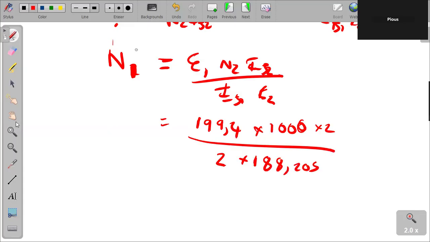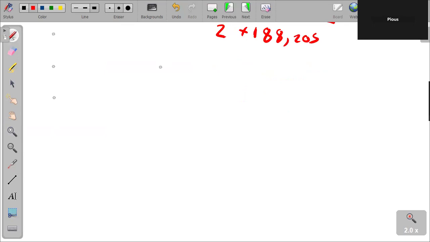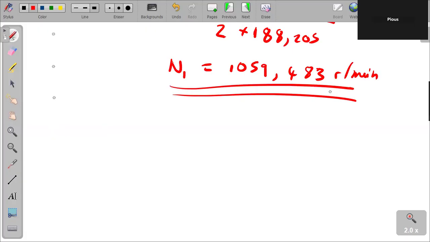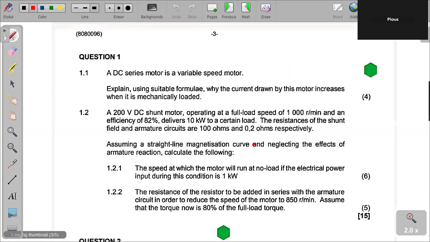188.205. Punching that on the calculator, it will then give us a speed that marks our no load speed of 1,000. So N1 therefore is equal to 1,059.483 to 3 decimal places revs per minute. That marks our N1, the no load speed. All right, so with that, we have answered question 1.2.1, the speed at which the motor will run no load.